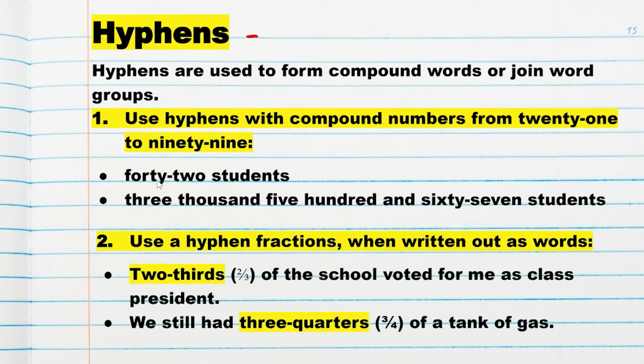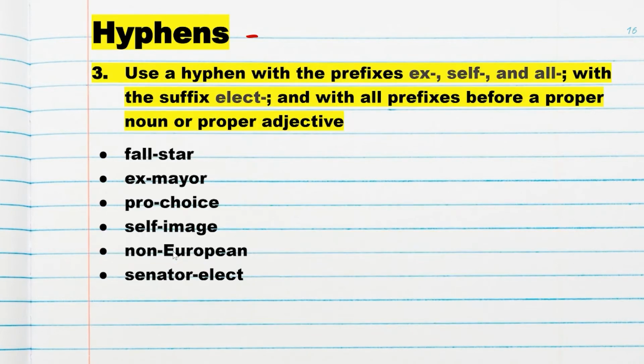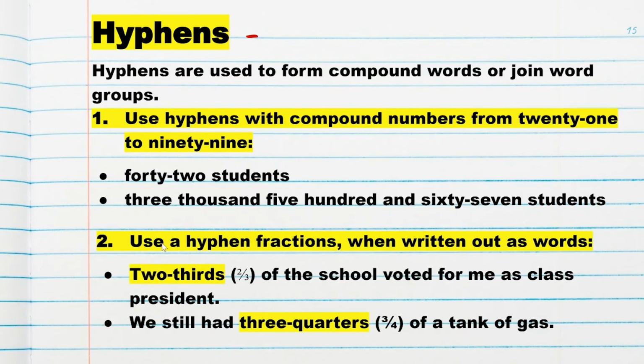Next, for example, 42 students. Here you use the hyphen. Use hyphens with fractions when writing out words. For example, 23rd or after school votes for me as class president. You can see the next one, 34th.